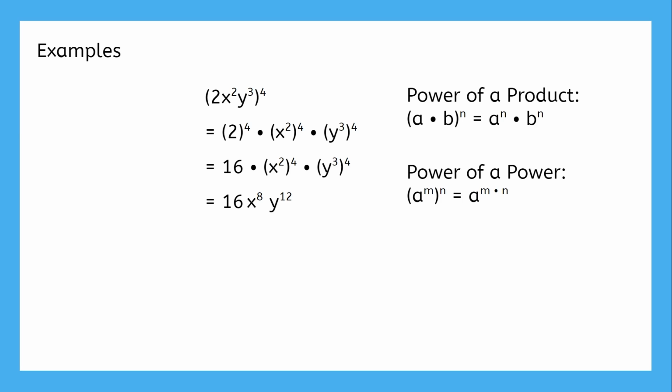So by using the power of a product rule to spread the exponent across the multiplied terms, and then using the power of a power to simplify the exponents on the variables, we got an answer of 16 times x to the 8th power times y to the 12th power. For our next example, we're going to throw a couple negatives in it just for the fun.